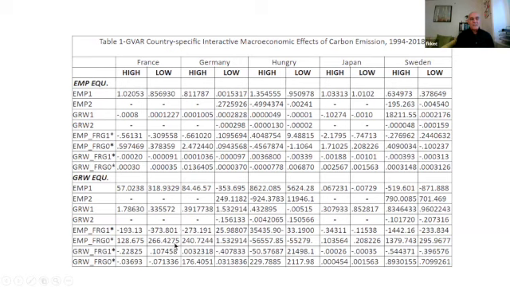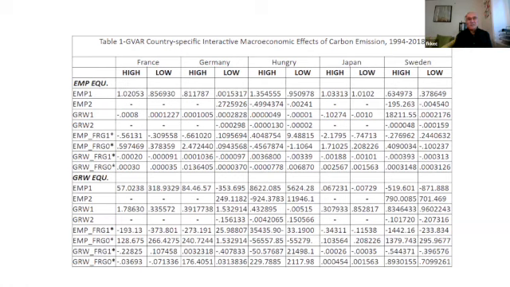The larger values come in the rest of the world, and especially for the gross output equation here, much larger than elsewhere. And also, most of it tends to be in the high emission rather than the low emission industries.